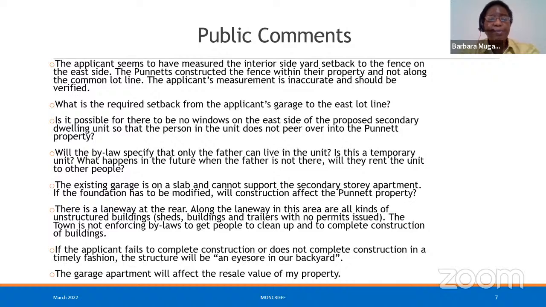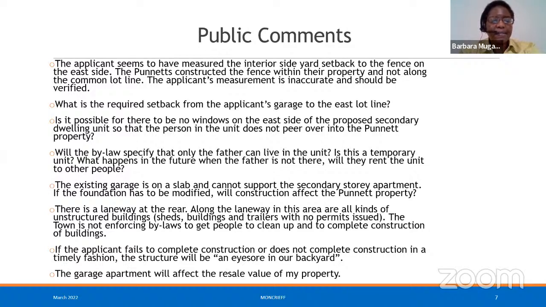They have asked for there to be no windows on the east side of the proposed secondary dwelling unit, so that the person in the unit does not peer over into the Panet property. I think this is a reasonable request on their part. They have asked about who's going to reside in the unit. Is this a temporary unit? What happens in the future when the father is not there? They understand it is the father who's going to reside in this unit. And they also want to know if it's going to be rented. We cannot regulate who's going to reside in the unit, and the unit can be rented. There's no requirement that the person residing therein be a relative. It can be rented.